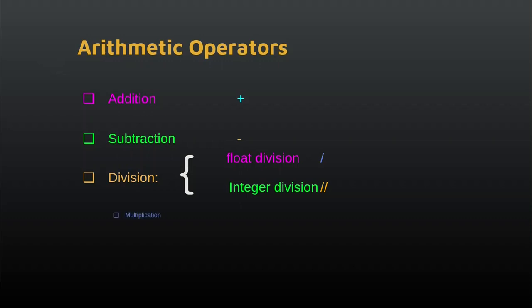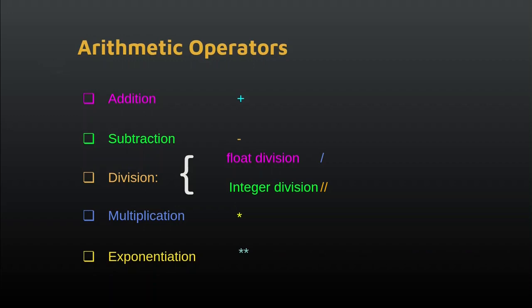And then we have multiplication. It's an asterisk. Mostly you're used to an x, but in Python, an asterisk is multiplication. And then we have exponentiation. Exponentiation is double asterisks.